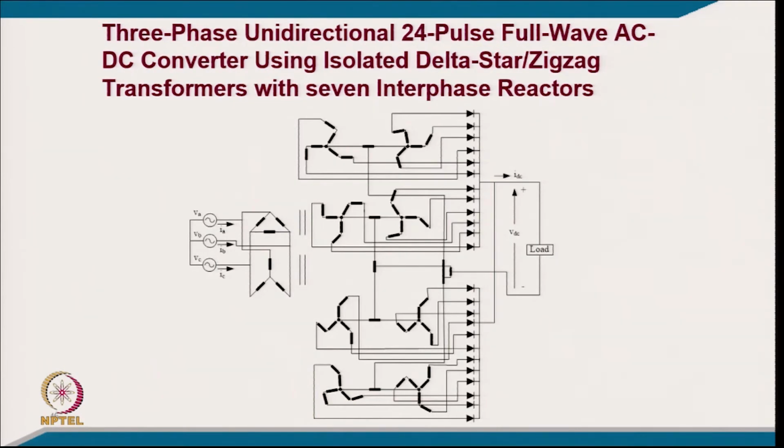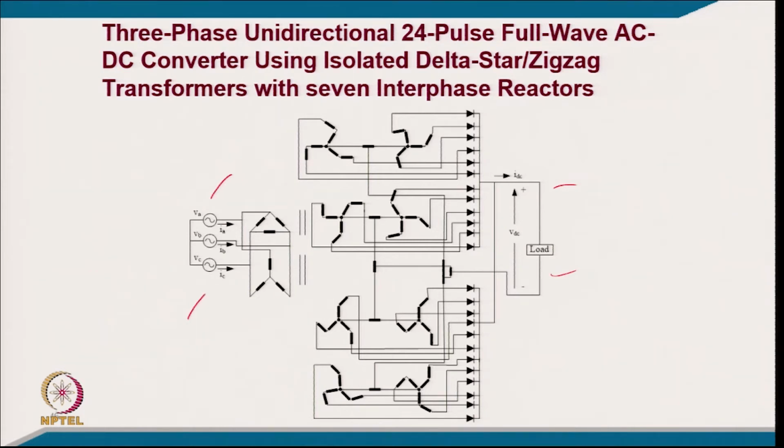Then you have a 24 pulse converter with a zigzag connection, star delta, and then a zigzag connection to convert 3 phase supply into 24 phase supply. We are using 24 diodes to create the 24 pulses in the voltage across the load. So you can call it ripple in the output voltage, and the ripple factor goes on reducing as the THD in the input current also goes on reducing.